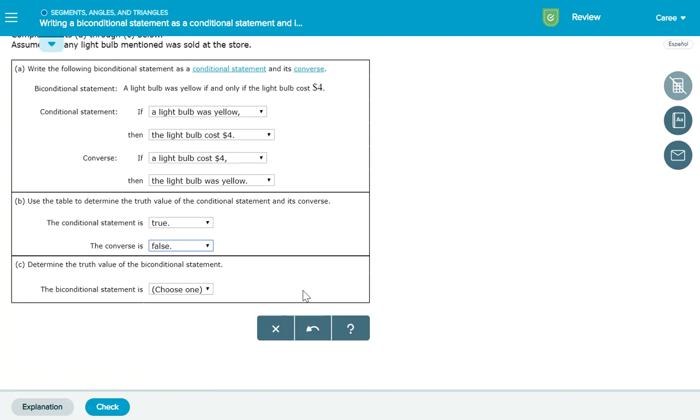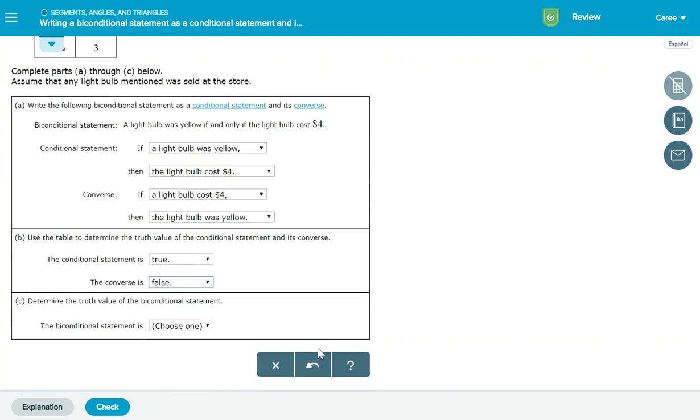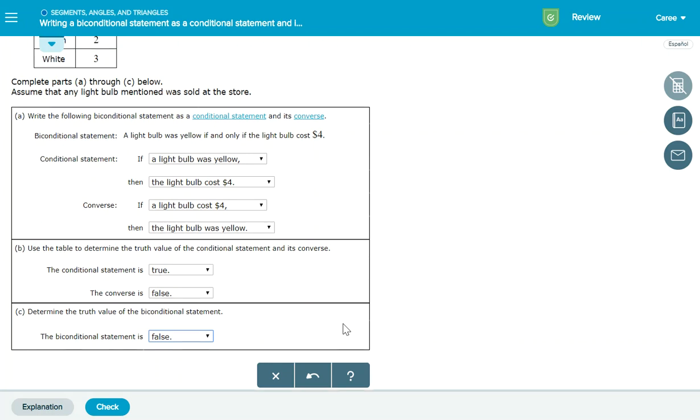And because they're not both true, we can't say that the biconditional statement is totally true, because if and only if is saying that it works both ways. That if the light bulb is yellow, then the light bulb costs $4, and also, if the light bulb costs $4, then the light bulb must be yellow. So that's not true both ways. That means the biconditional statement is false. If we had gotten true for both of these, then the biconditional statement would have been true.